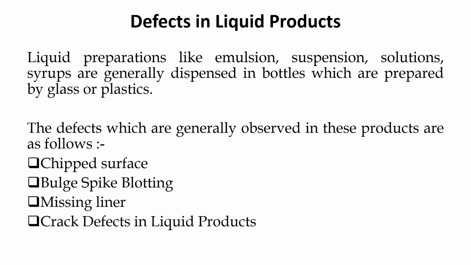Next, we are going to discuss the defects in liquid products. Liquid preparations such as emulsions, suspensions, solutions, and syrups are generally dispensed in bottles made of glass or plastic. The defects generally observed in such systems are chipped surfaces, bulge, spike, blotting, missing liners, or crack defects in the liquid product.